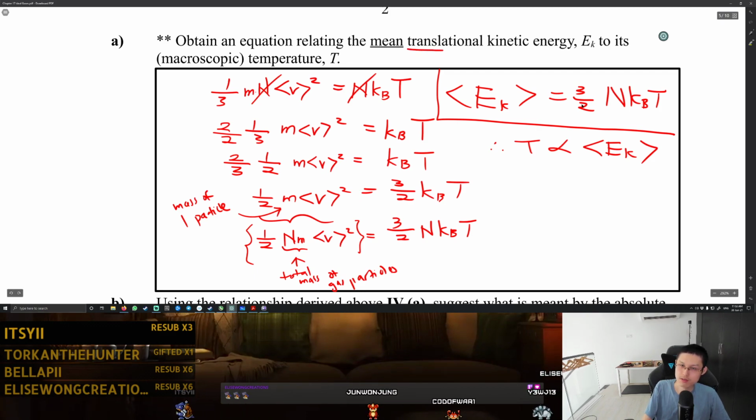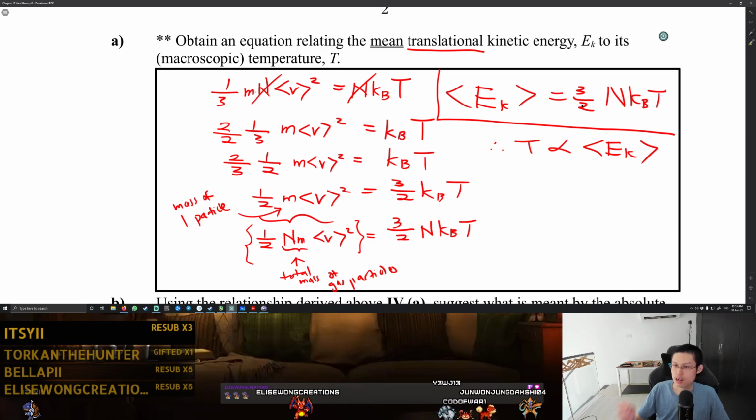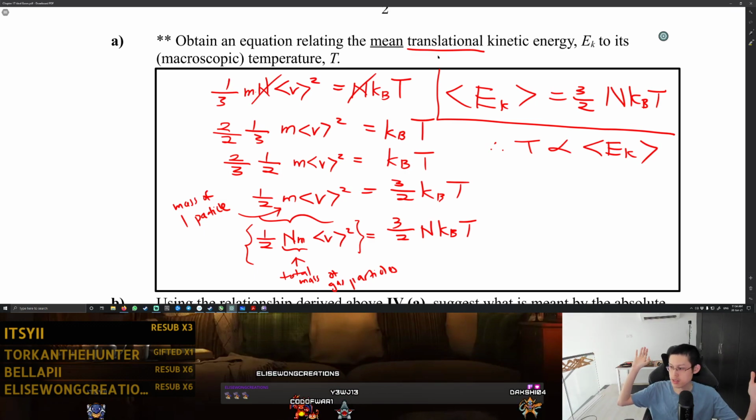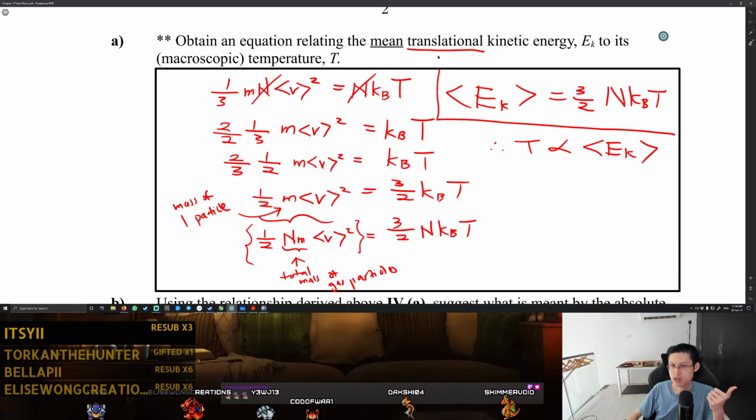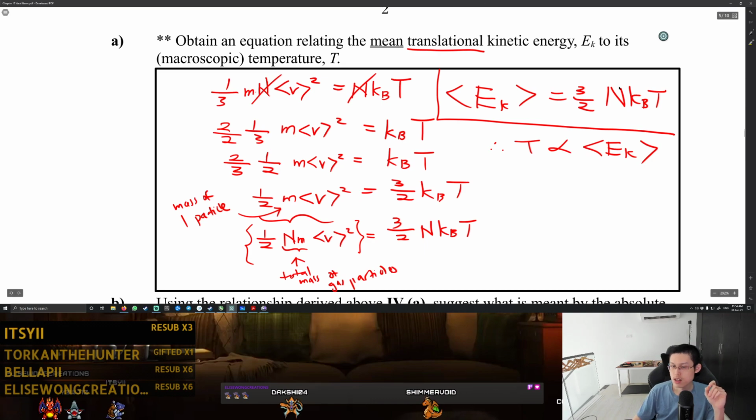Why do I say translational? Because translational here means it's moving left, right, up, down, forwards, backwards. That's what translation means. You're just displacing the particle. So the kinetic energy here is only associated with the movement of the particle in 3D space. But it has nothing to do with the vibrational energy or rotational energy, which is present in some of the more complex non-ideal gases. But for an ideal gas, the temperature only depends on the mean translational kinetic energy of the gas.